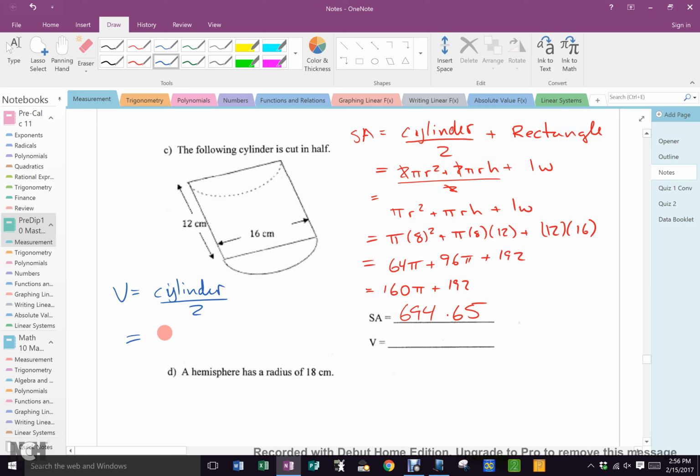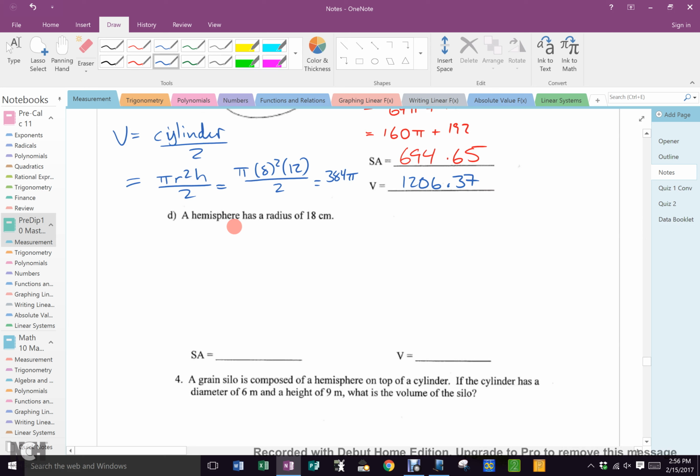And then the volume is just a cylinder divided by 2. Pi r squared h over 2. Pi times 8 squared times 12 divided by 2. $384 pi, or 1,206.37.